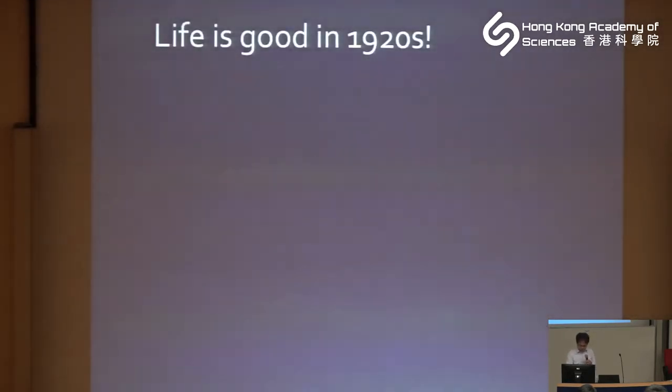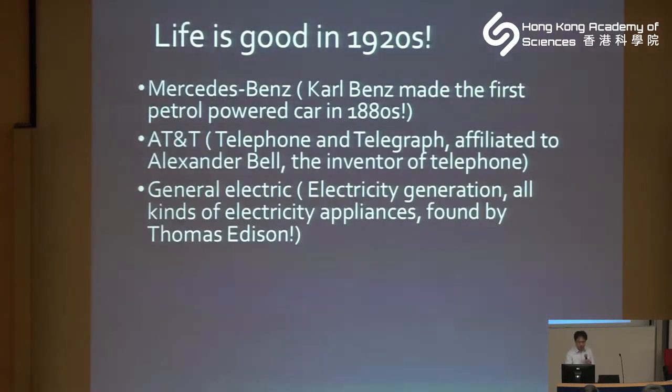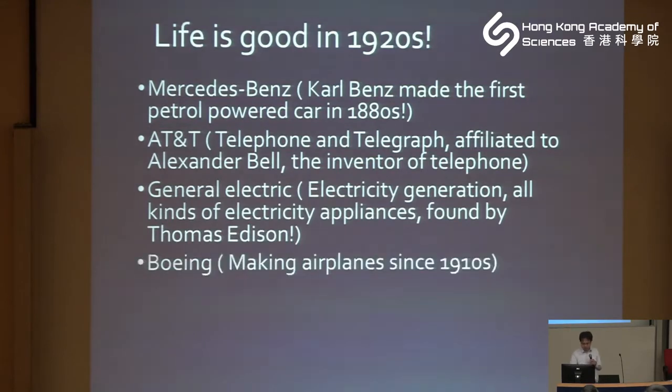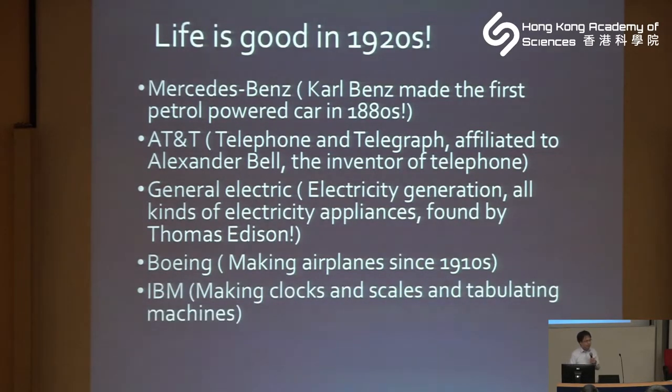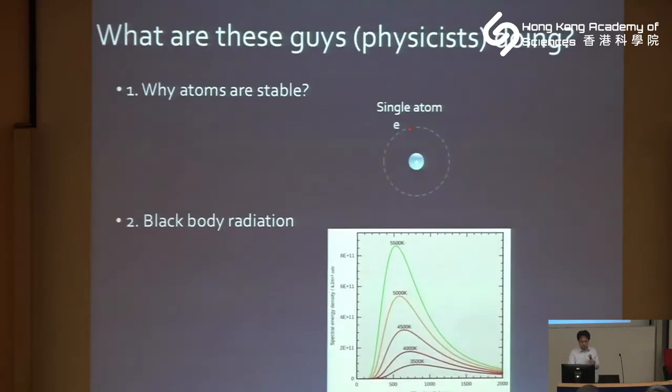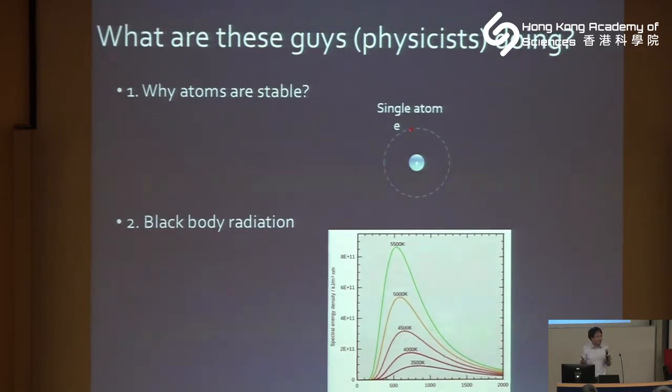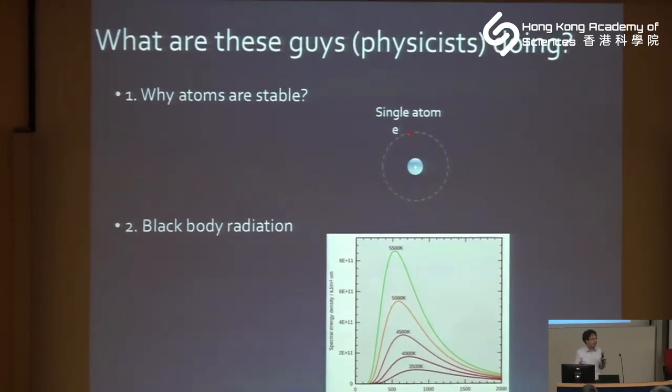And so life looked good in the 1920s. As I mentioned, you had real cars. You had AT&T making telephones. You had companies like General Electric generating electricity. You had airplanes, and you had IBM making all sorts of machines. Against this background, life seems quite good, just like today. We probably have quite a happy life.